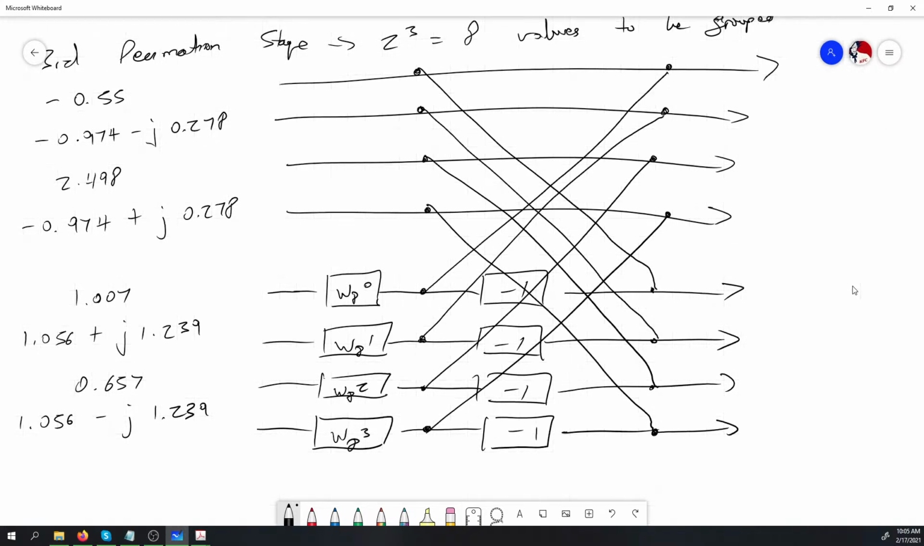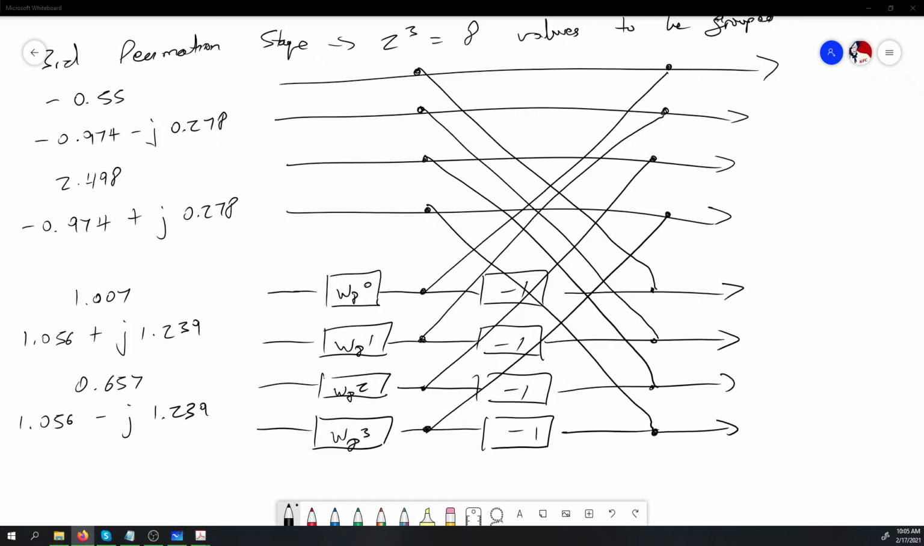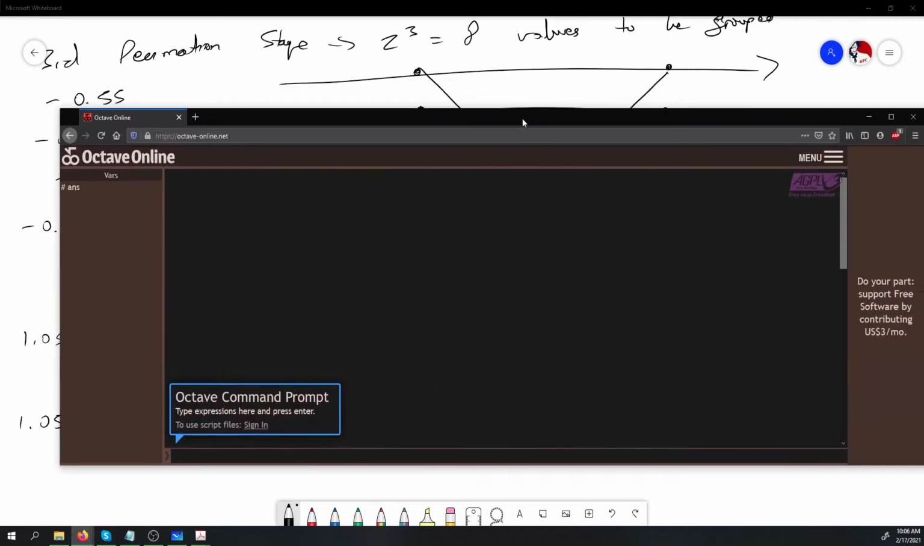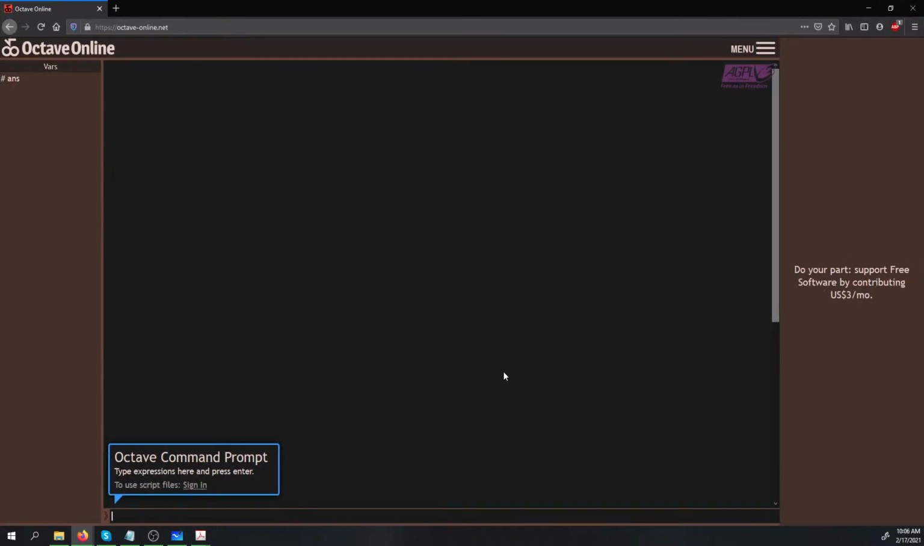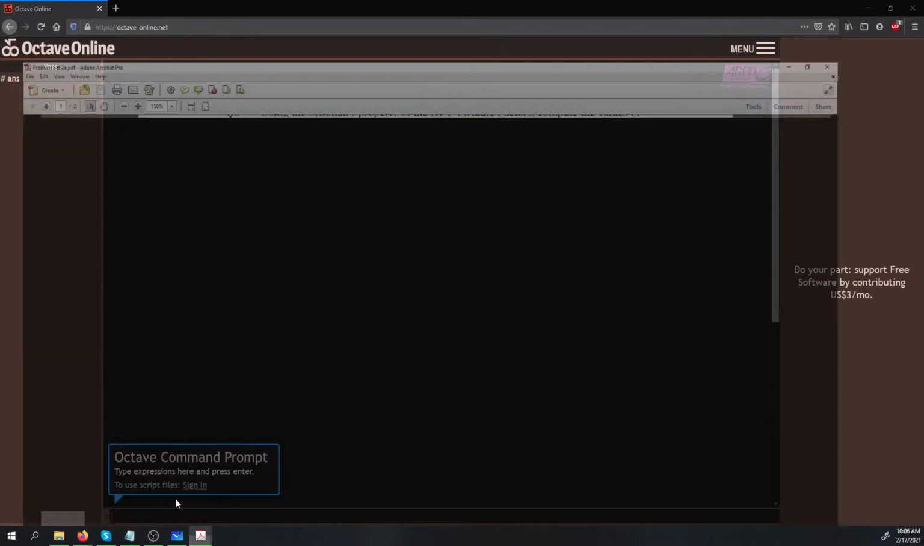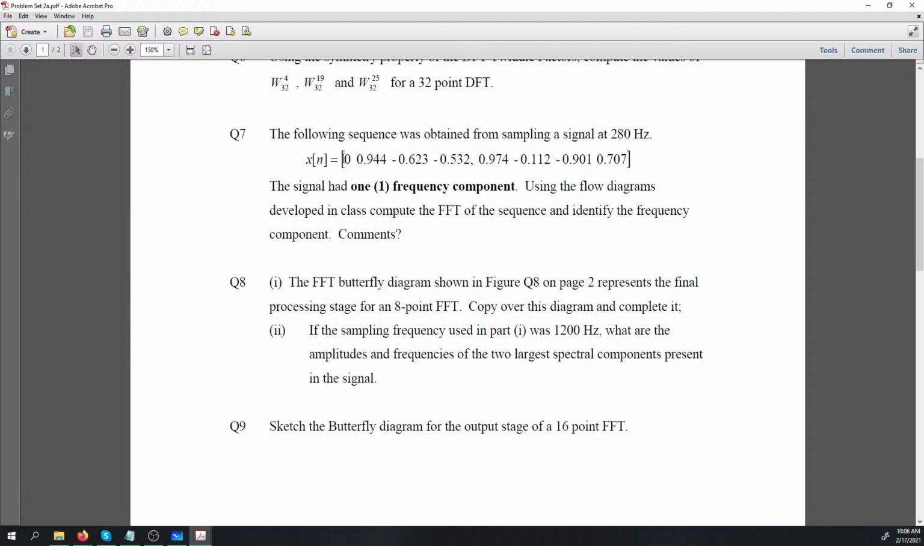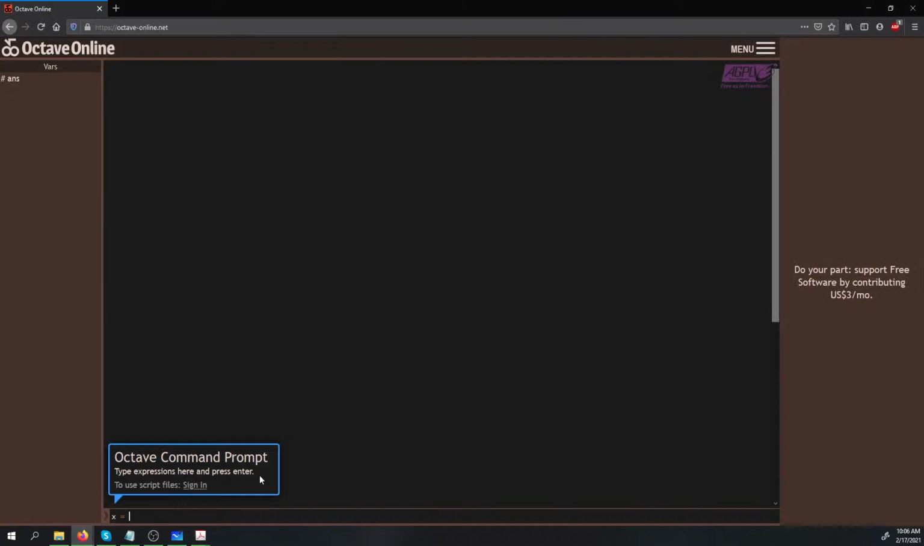Now, the nice thing about this is that we don't need to do all the calculations here for this third decimation stage. We can actually use MATLAB, and it can actually calculate out the output here for the third decimation stage as required for us. I'm using Octave Online, but you can use MATLAB as well. So if you remember, our input sequence here was given by the sequence of values here. Hopefully it cooperates when I paste it into my browser. I can say x is equal to this.